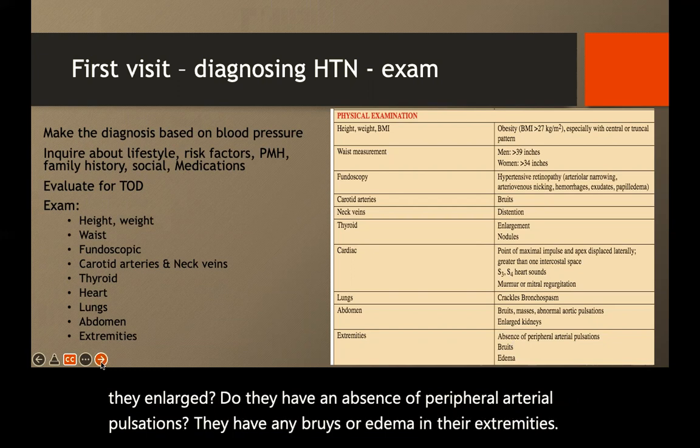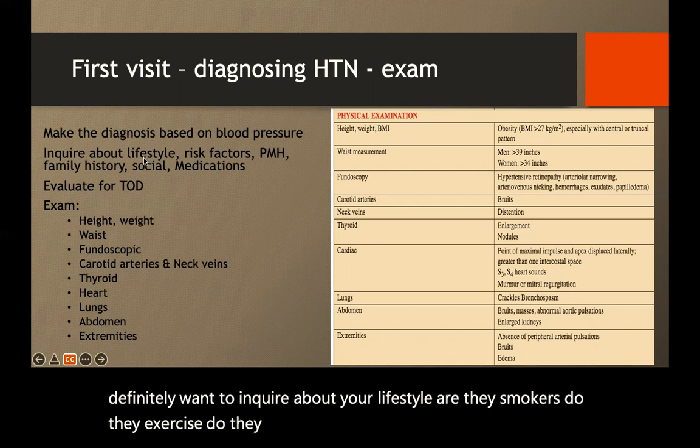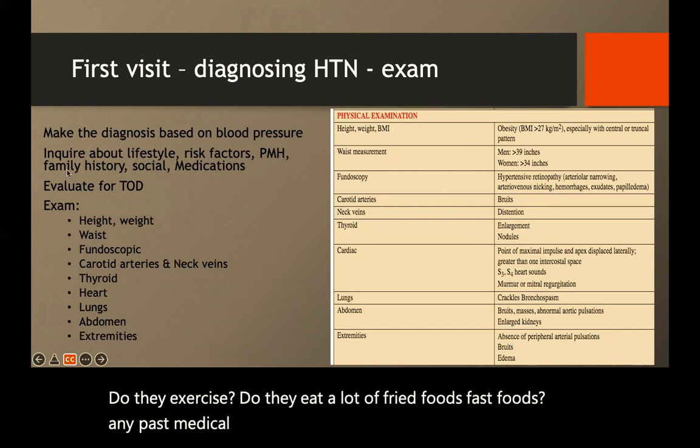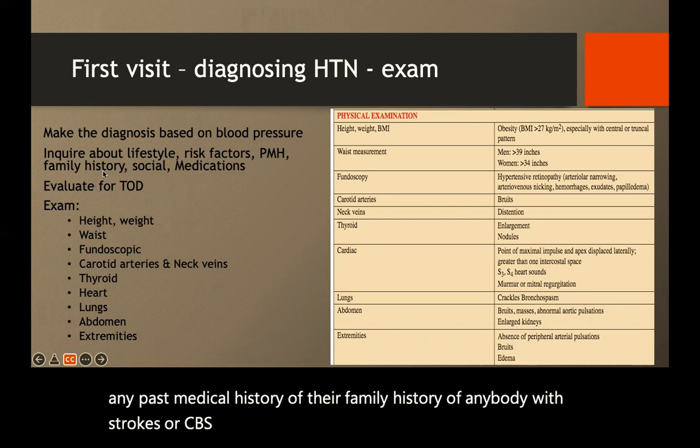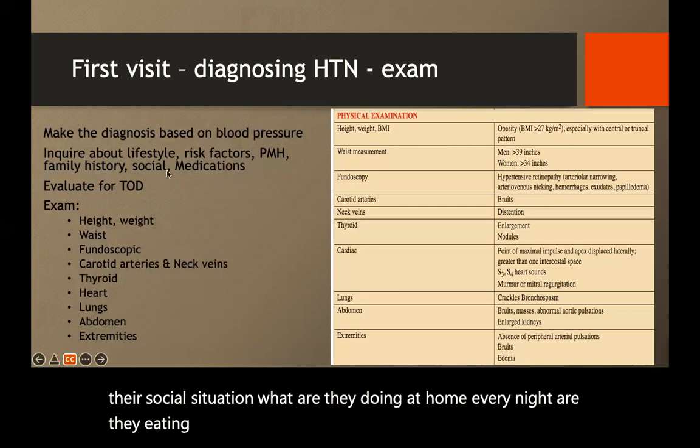Definitely want to inquire about their lifestyle. Are they smokers? Do they exercise? Do they eat a lot of fried foods, fast foods? Any past medical history, or family history of anybody with strokes or CVAs, or history of high blood pressure or diabetes? What is their social situation? What are they doing at home every night? Are they eating frozen dinners that are high in sodium? Are they drinking? How much are they drinking?